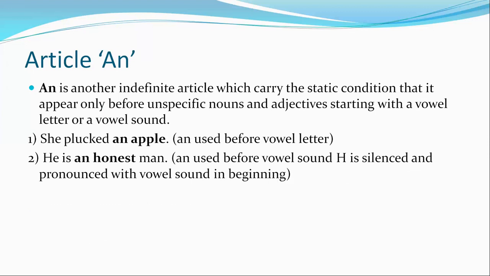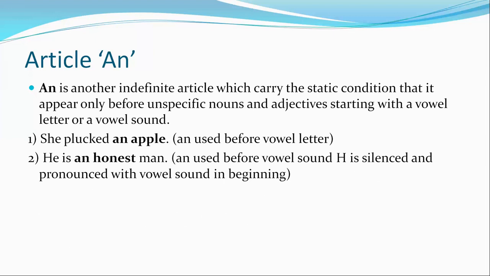Next, taking the article an, it also carries the static condition like a, but the article an will appear only before vowel sounds and vowel letters, the words which begin with a vowel sound or a vowel letter. For example, the first example, she plucked an apple. Here we have the direct condition, that is the noun apple begins with the vowel letter A, E, I, O, U or vowels. It begins with a vowel letter A, and so we have used an before this noun.